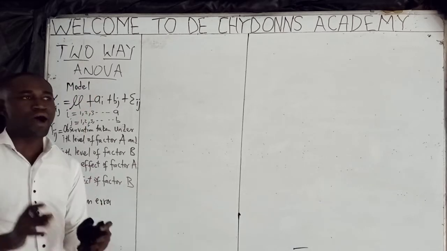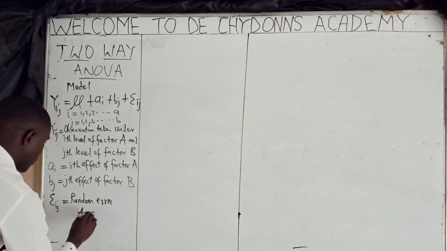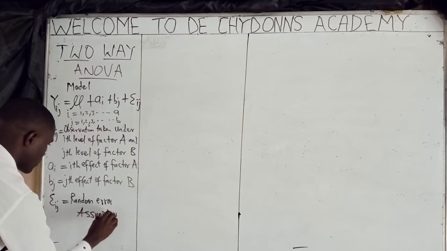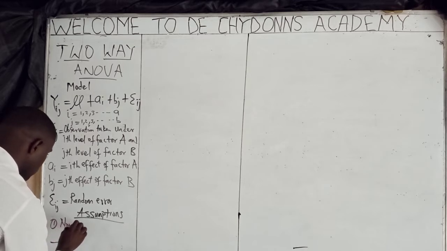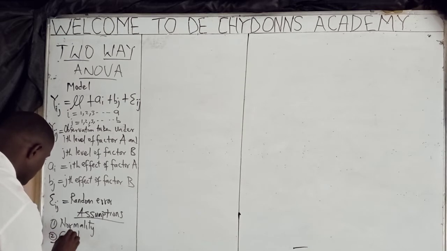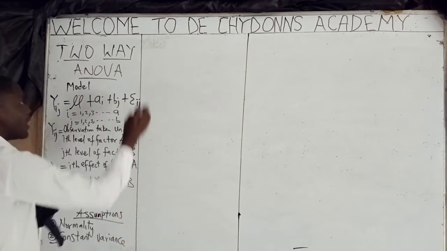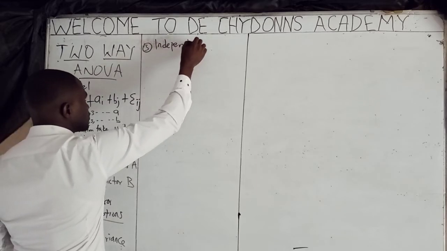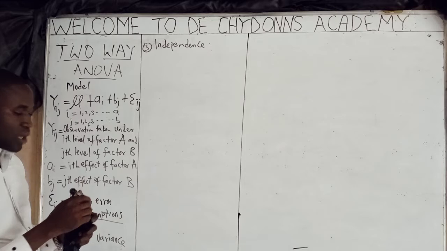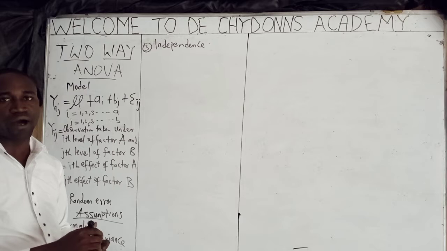Now, two-way ANOVA has its assumptions. It has three assumptions. One, normality. Two, constant variance. And three, independence. So these are the three assumptions of two-way ANOVA. It has the same assumptions as one-way ANOVA.